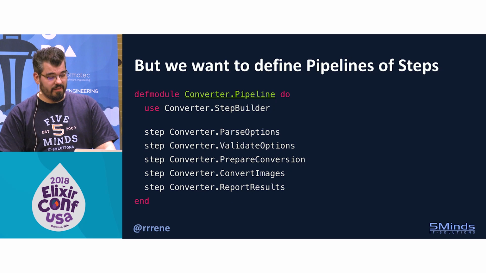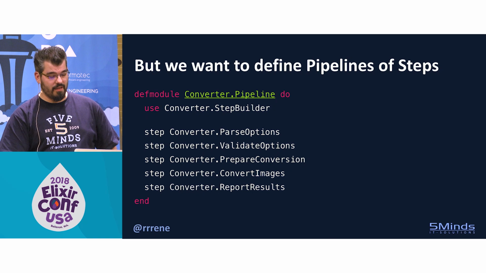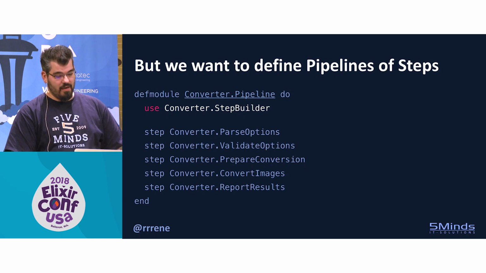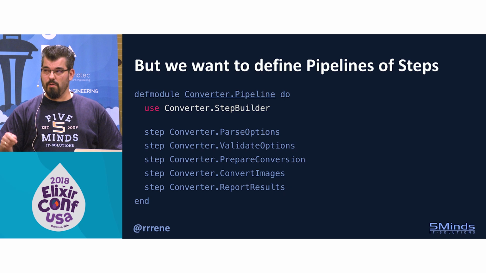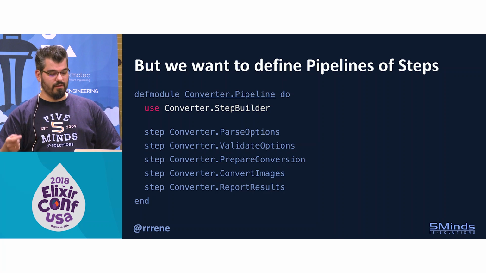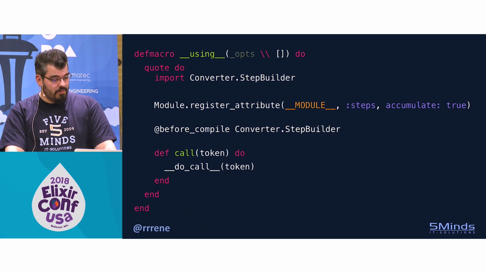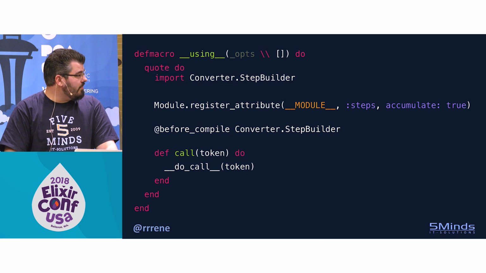What we want to define is using pipelines, defining pipelines using our step macro, and we do this by using a builder module. And using this builder module will give us our step macro. And the step macro will have to ensure that all the registered steps are executed subsequently and that each of them returns a token. So let's see what that macro actually does. The using macro inside the step builder module looks like this, and there are a couple of interesting things here.